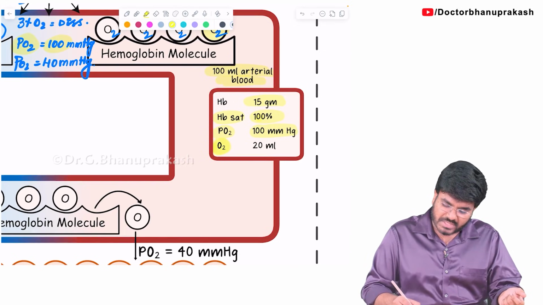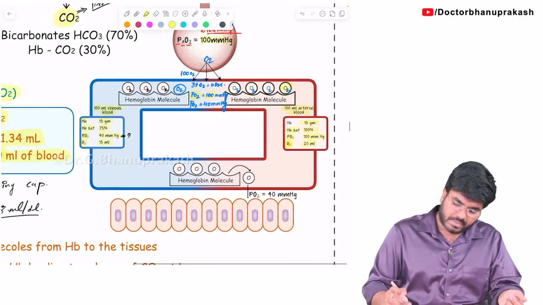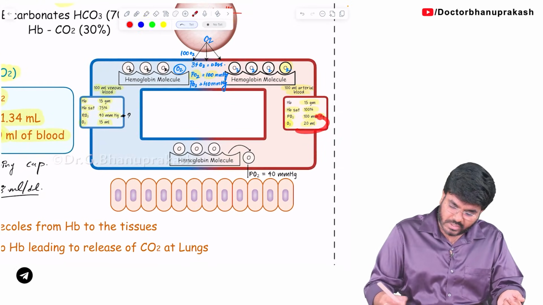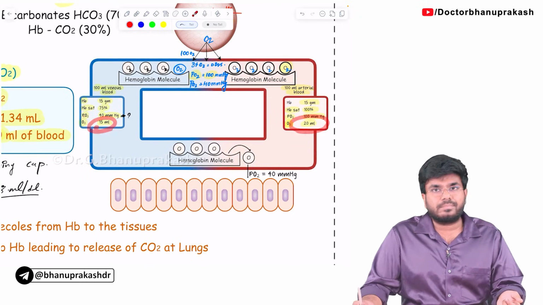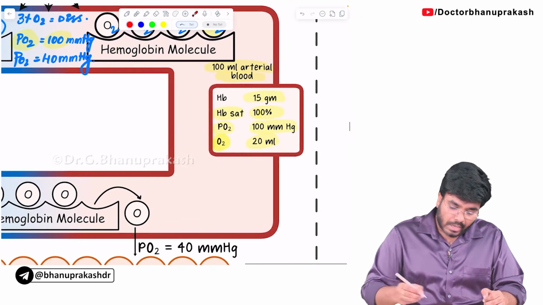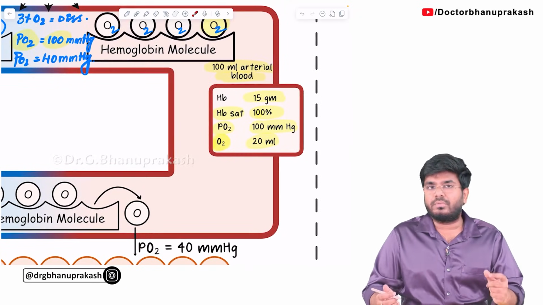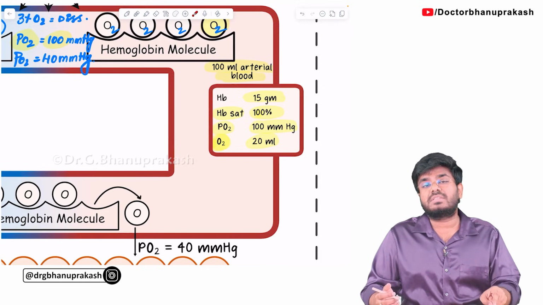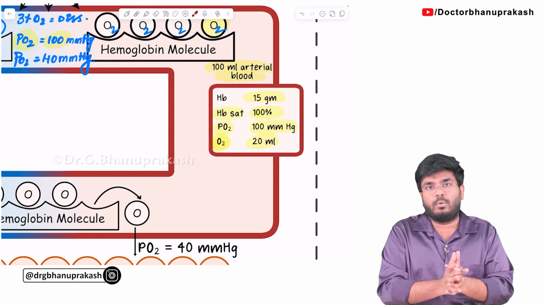Okay, so oxygen, how much content of the oxygen? 20 ml. Always remember, arterial blood contains 20 ml of oxygen, venous blood contains 15 ml of oxygen. Okay, next step, now we have to transport this oxygen. We are having oxygen in 2 forms. One is dissolved oxygen, other is in binding with hemoglobin, oxyhemoglobin.